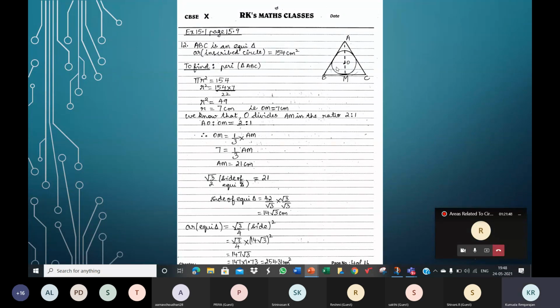In addition to that, in an equilateral triangle, when you draw its incircle like this, the center of the incircle is called the incenter. And now you know what a circumcircle is. A circle passing through the vertices ABC. If you draw a circle passing through the vertices ABC, that's called the circumcircle. Now the center of the circumcircle is called the circumcenter.